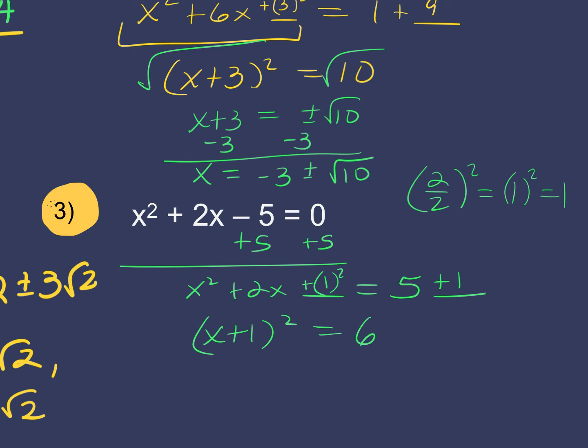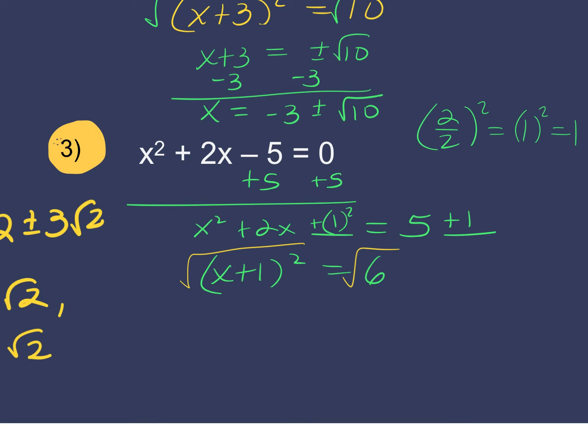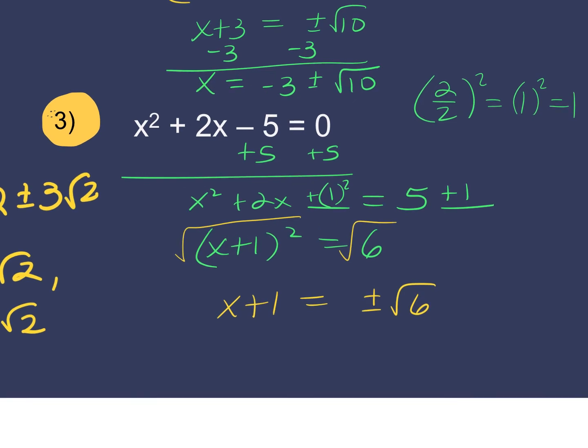Square root both sides. The x plus 1 comes out. Plus or minus the square root of 6. If I try to do a factor tree of 6, it's just 2 times 3, no perfect squares to pull out, and move the 1. X equals negative 1 plus or minus the square root of 6. And again, for WebAssign, you're going to pull it apart.